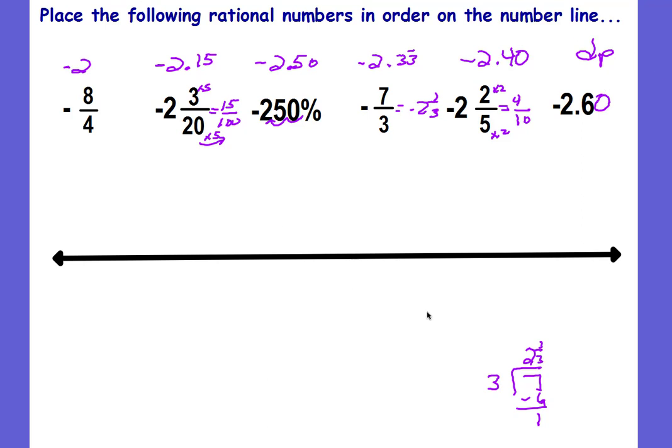Okay, the hard part is done. Again, if you didn't get all of that, just rewind it and listen to it again. Maybe try it on your own and then go back and see if you were able to convert them properly. Now we're ready to look at our number line.